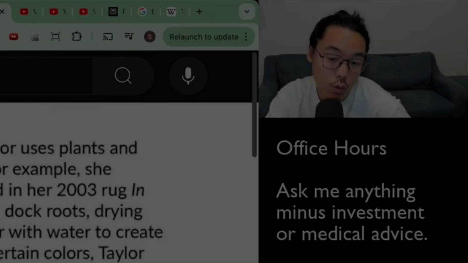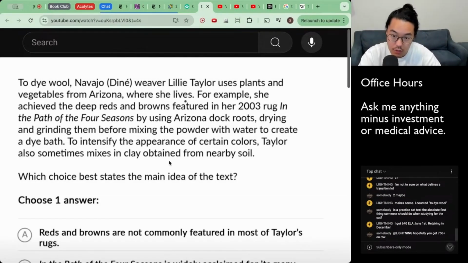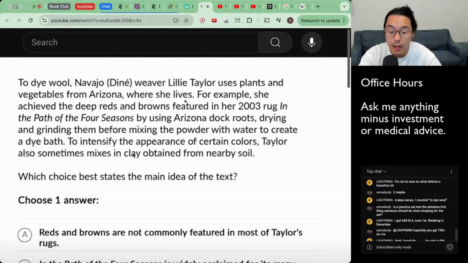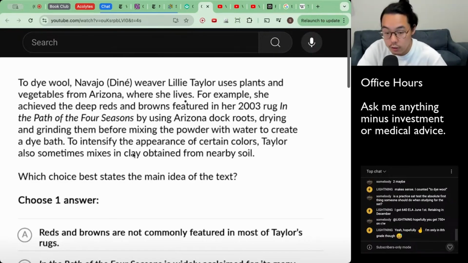The detailed question tells you where to look. It tells you to look at the clay. And the main idea question doesn't tell you where to look. It asks you what's the most important one.